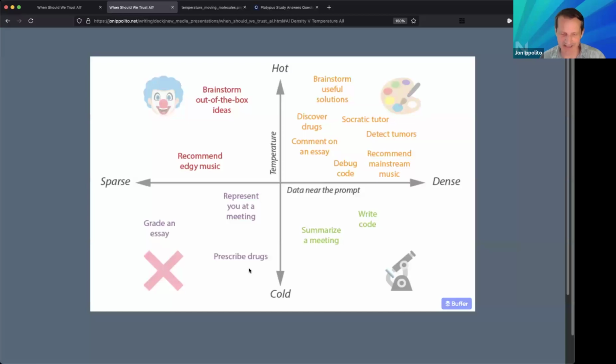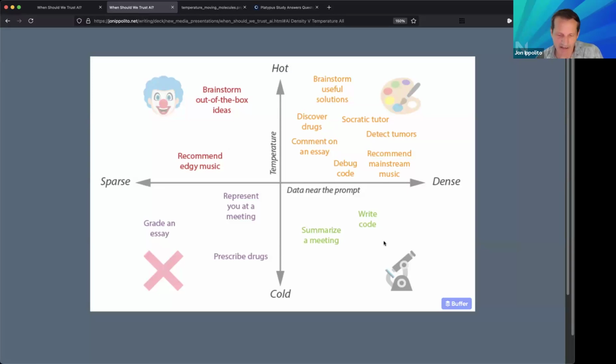And if there's sparse data, it's a bad idea. I put recommending mainstream music up in the hot, dense quadrant, but recommending edgy music over in the hot, sparse quadrant, where again, can I get it to propose really out there examples that may not be well represented in the data, but maybe I haven't thought of.